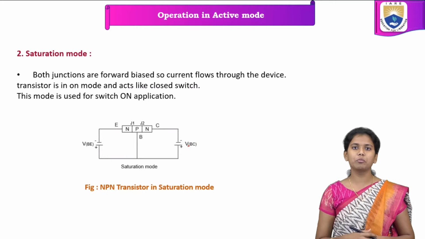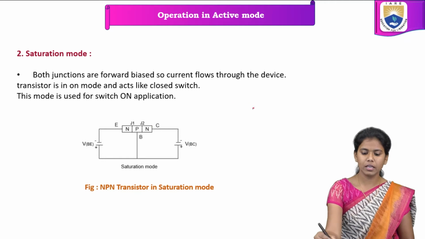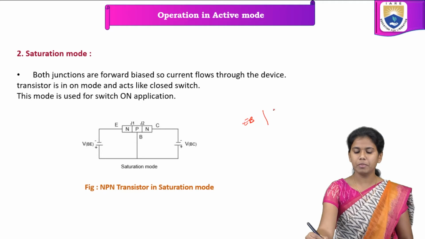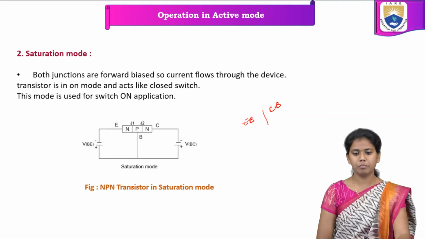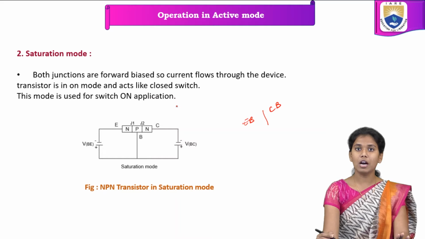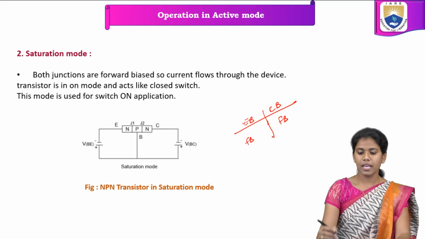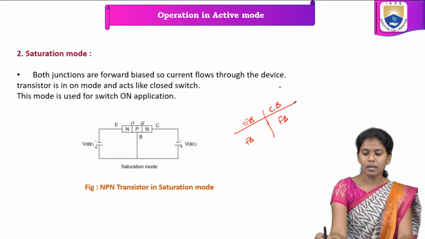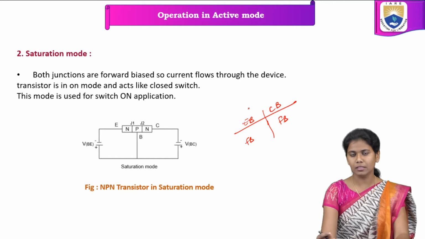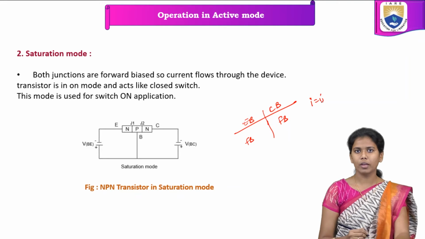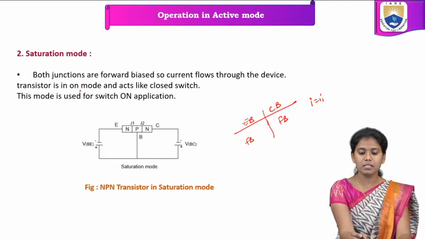Then coming to the second mode of operation, that is saturation mode. In this saturation mode, the emitter base junction and the collector base junction, both junctions are forward biased. So as they are in forward bias, the current flows through the device, which means there is some current flow and the transistor is in on mode.